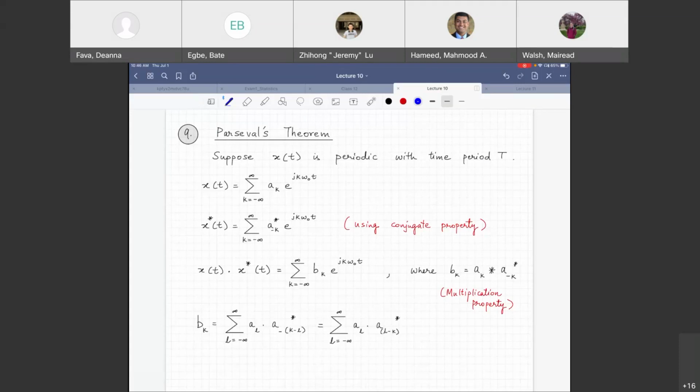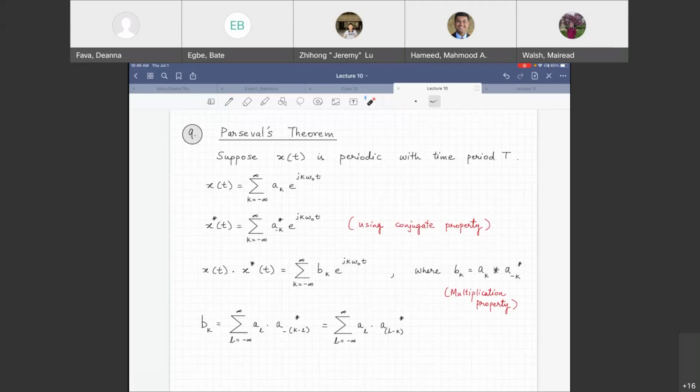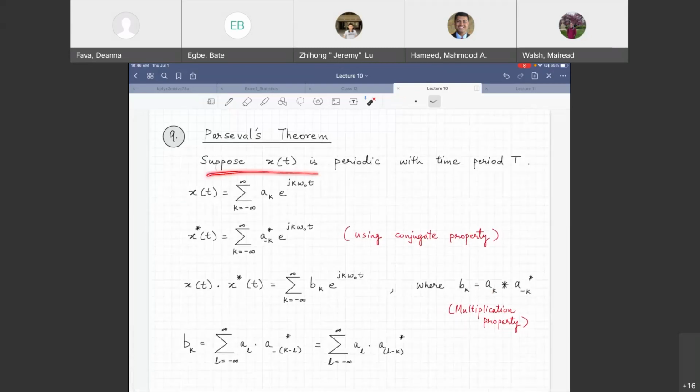If you evaluate the power in one domain and if you evaluate the power in the other domain, they should be the same. So we will try to summarize this at the end of this theorem that we will prove. We'll go through the proof rather quickly here. Suppose x of t is your continuous time periodic signal. What is the time period? Cap T.